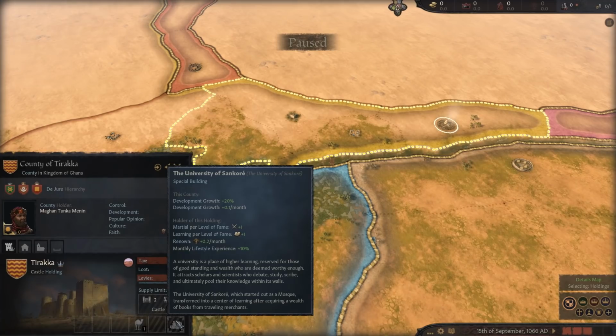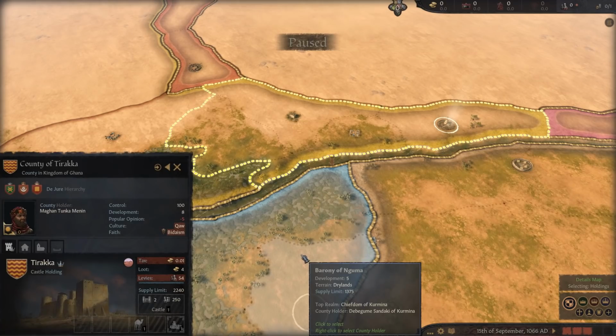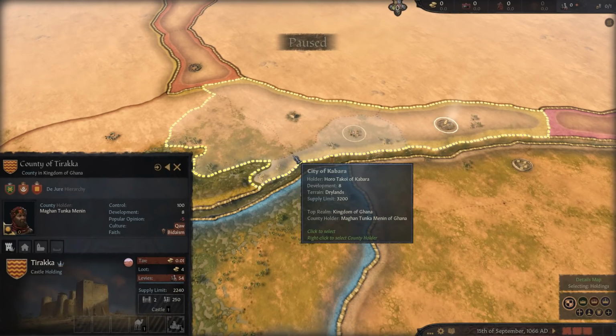It gives you 20% development growth and plus 0.1 development growth per month in the county. Realm-wide, it gives you martial per level of fame of plus 1, learning per level of fame of plus 1, renown of plus 0.2 per month, and monthly lifestyle experience of plus 10%. So again, a lot of these universities are very key on development and just in general, the level of holding here empire-wide, what it gives you in terms of learning. So not a ton of money really, but it's more about the attributes and character development and county development as well.